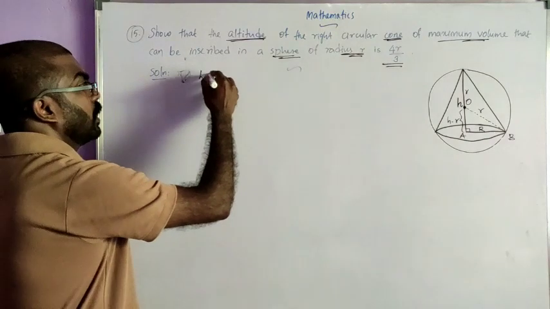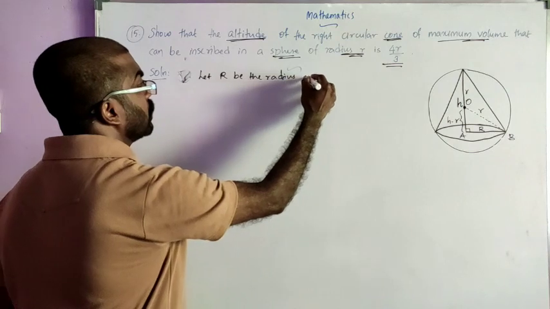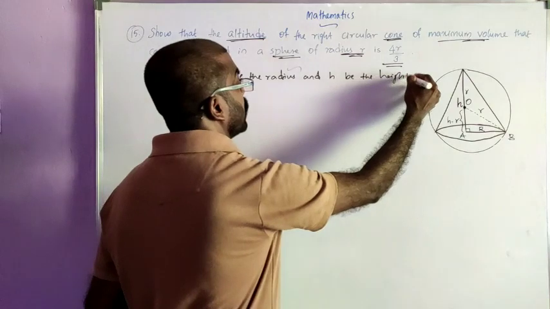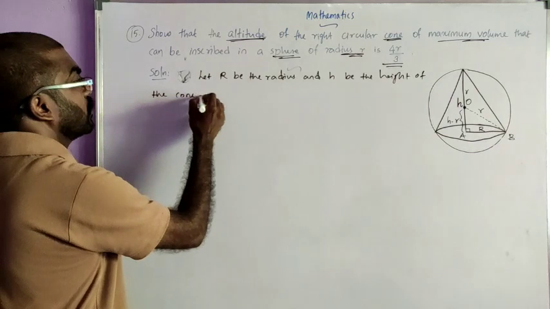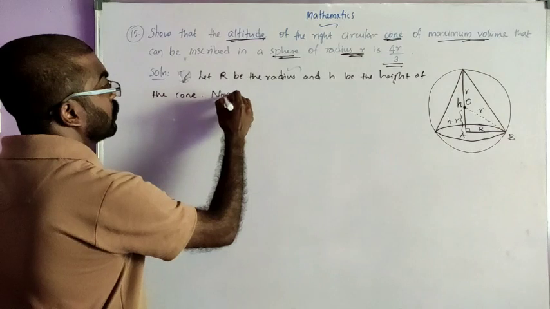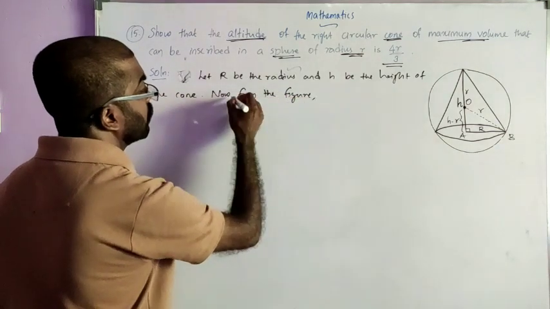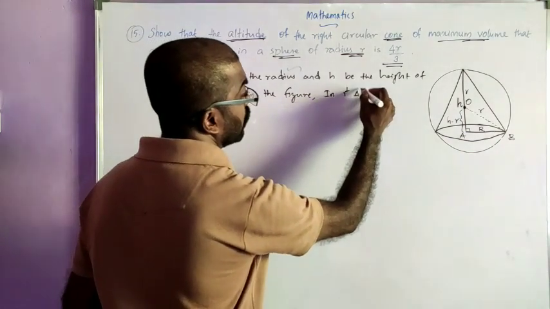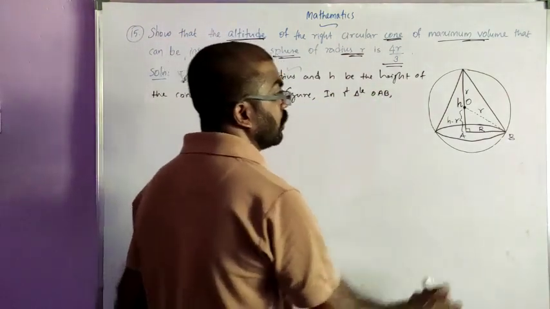So here we can write, let capital R be the radius and H be the height of the inscribed cone. Now from the figure, what can we write? In right triangle OAB, we can apply the Pythagoras theorem.